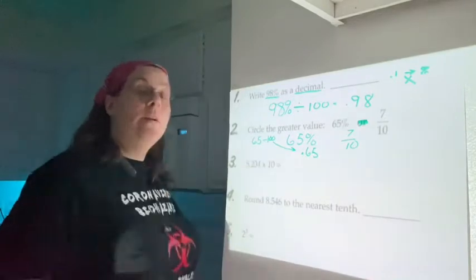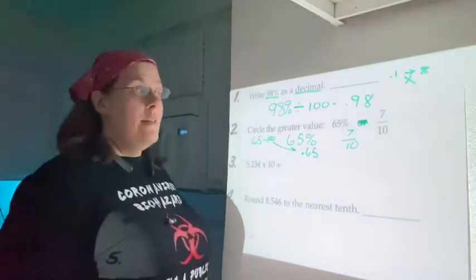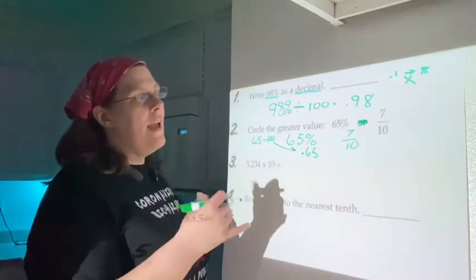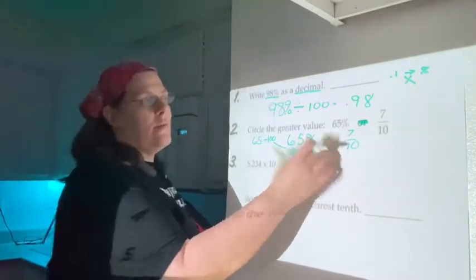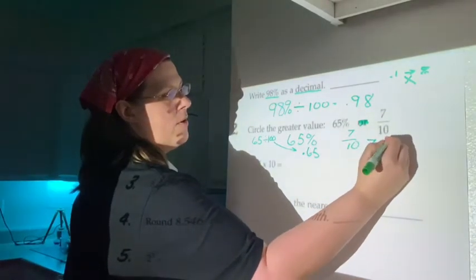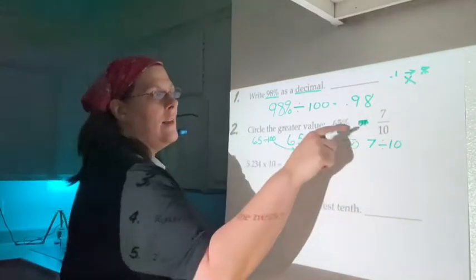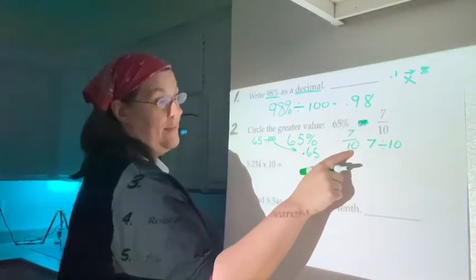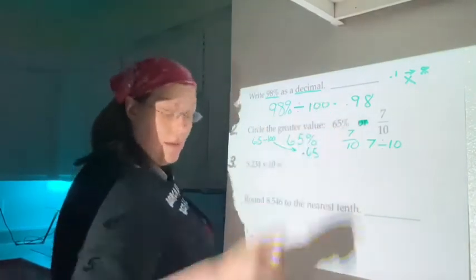Now, how do I get rid of the fraction and make that a decimal? That one's super, super easy too. Think about it in your head. What did we do the last couple of times? All we did was we took the parts, divided it by the whole. Because remember, 7/10 is also 7 divided by 10.